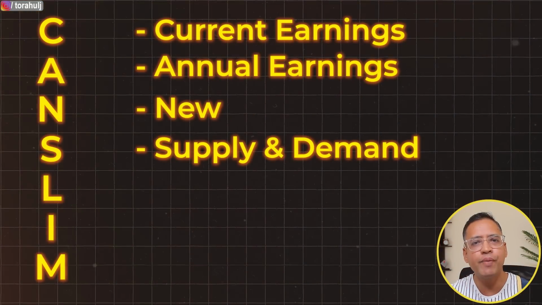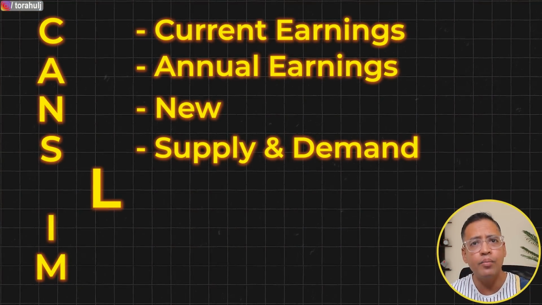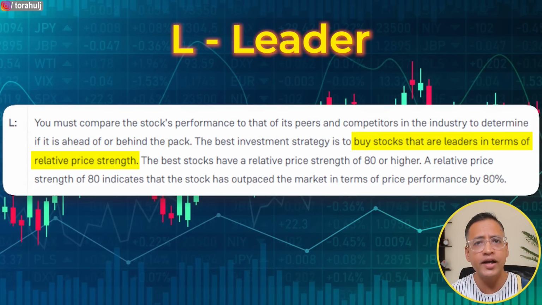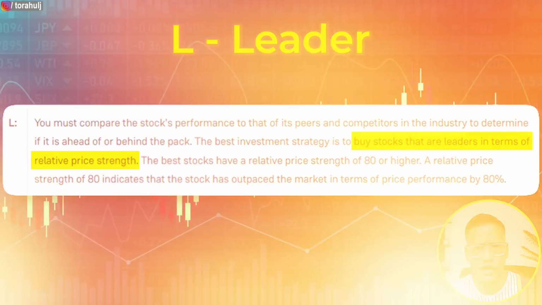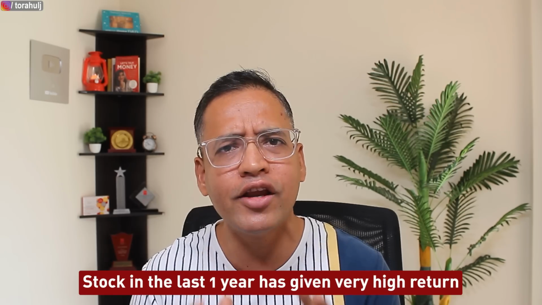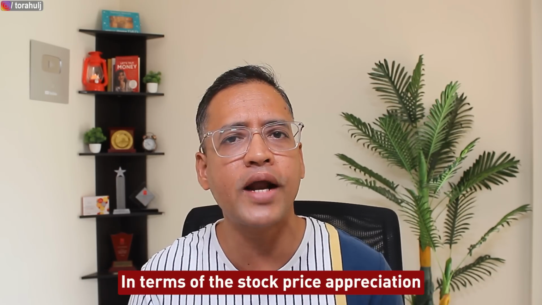Moving on to the next parameter, which is letter L, meaning leaders. What William said is that a stock needs to be a leader in terms of the stock returns in the last 1 year or 2 years, the history. So the stock, to qualify to be selected here, needs to show that in the last 1 year it has given a very high return in terms of stock price appreciation vis-a-vis its competitors, vis-a-vis its segment or industry.